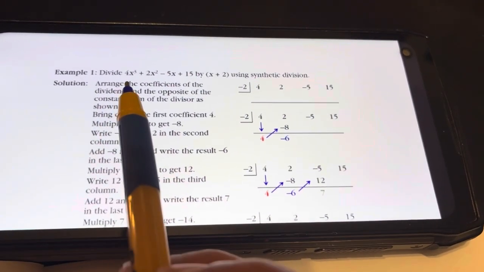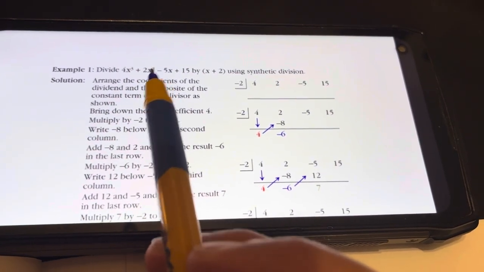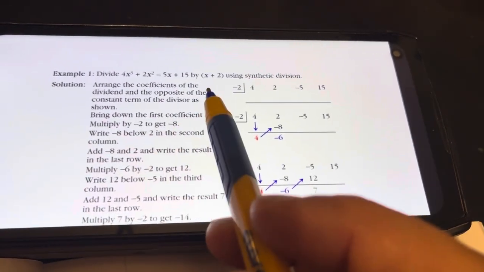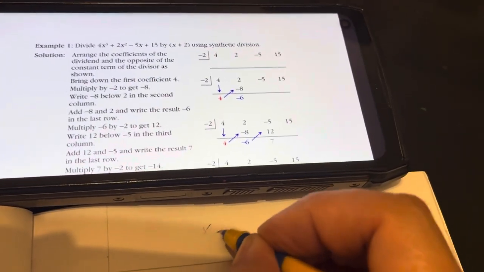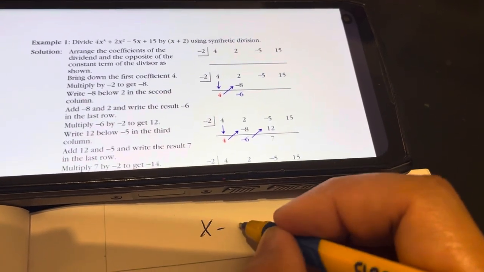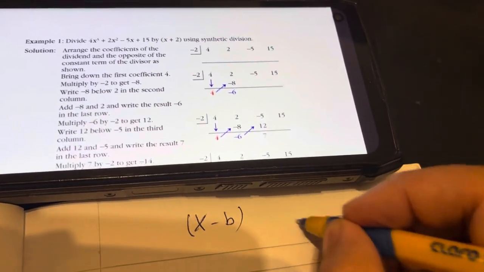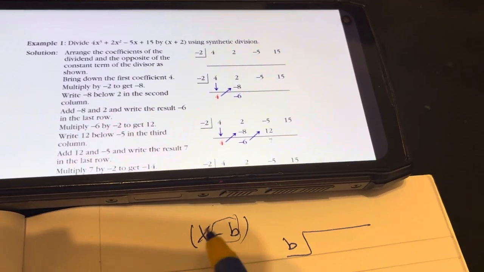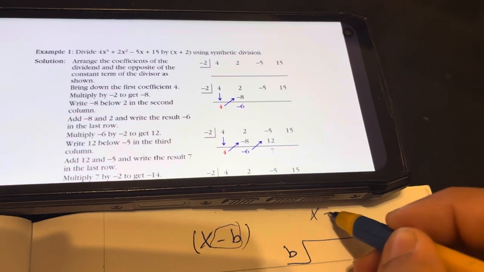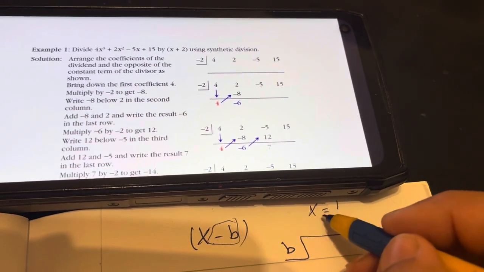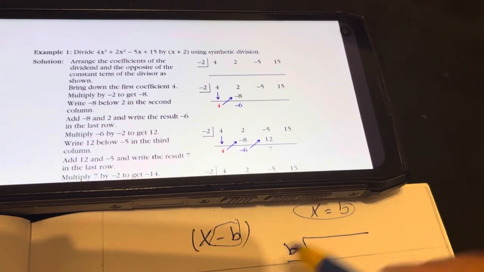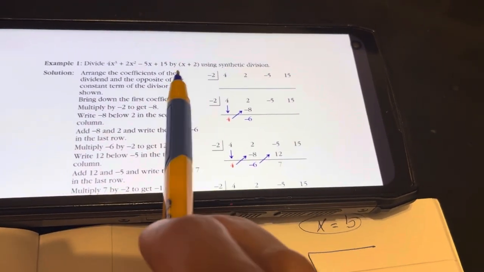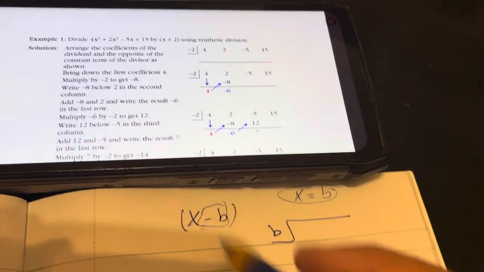So you are dividing 4x to the power of 3 plus 2x to the power of 2 minus 5x plus 15 by x plus 2. Here, always remember it, if you're dividing by x minus b, your divisor here will be b. So you always take the negative of the number, because when you say x minus b is equal to 0, so x is equal to b is one of the solutions. So here x plus 2, so you will divide by minus 2.